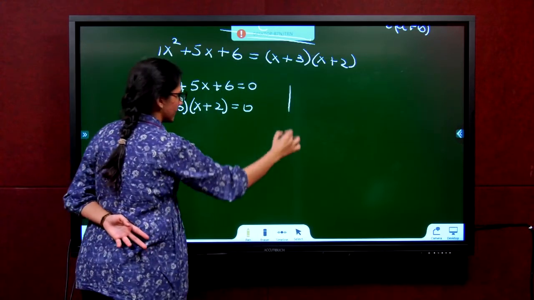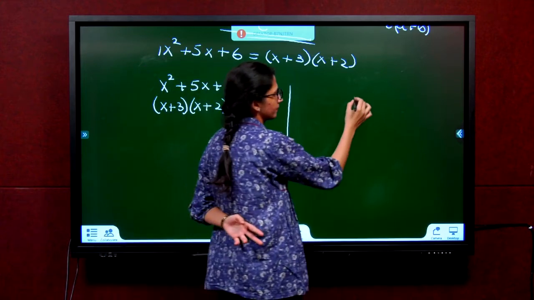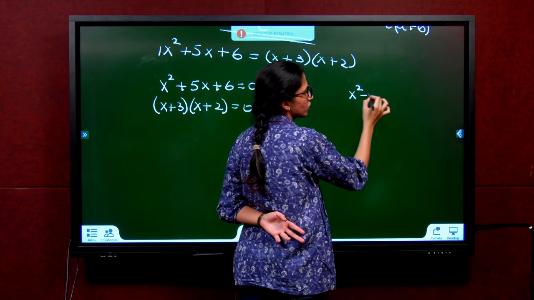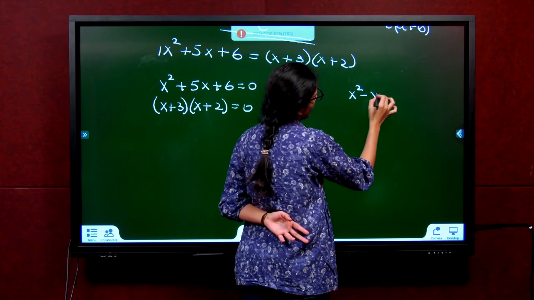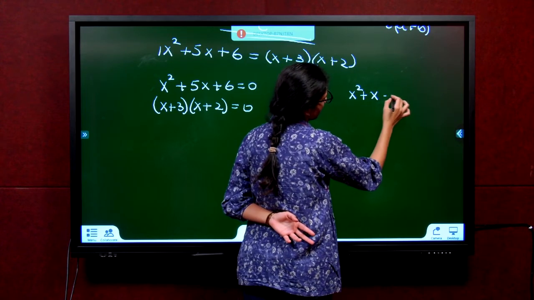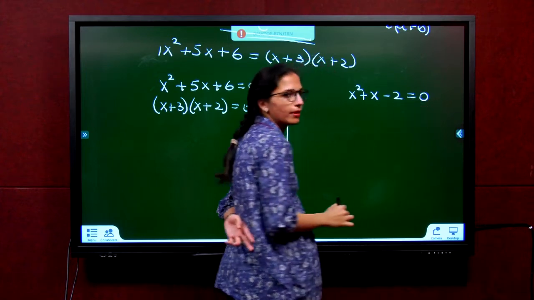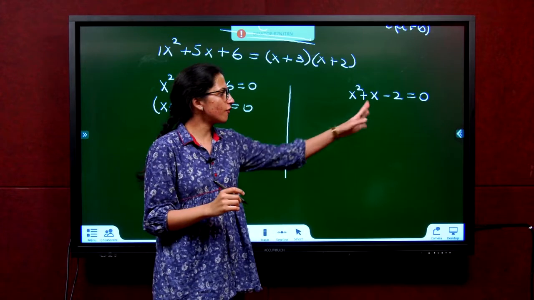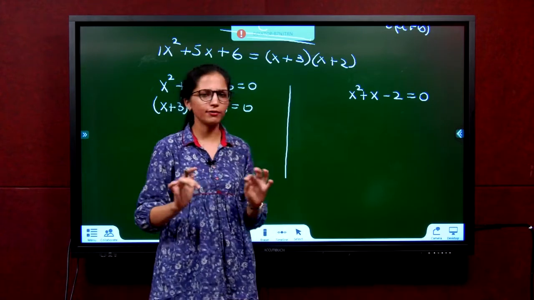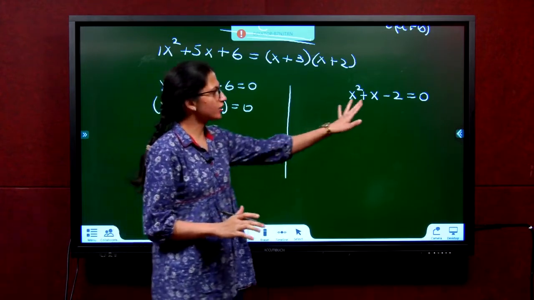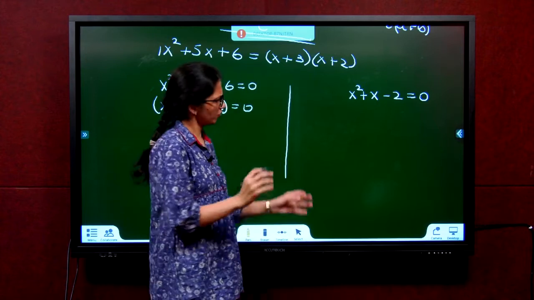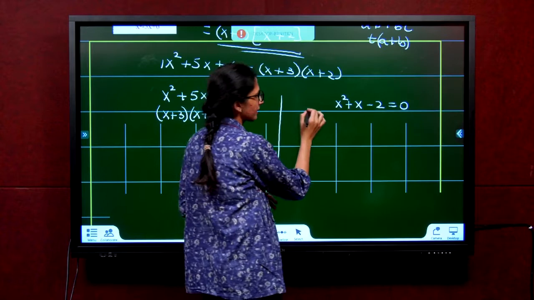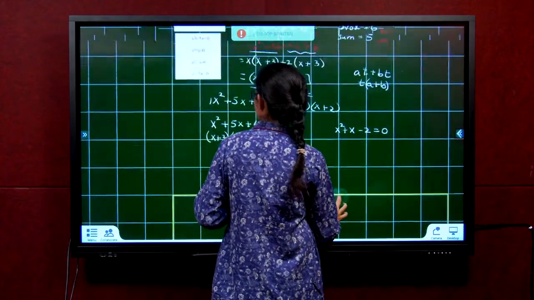Now before I teach you the next concept, let's take an example. Let's say there is an equation x square plus x minus 2 is 0. You have to tell me one value of x for which this equation is true. I want only one value of x for which this equation is true. That means you put one x value and tell me whether it's true or false. So let's take examples here.